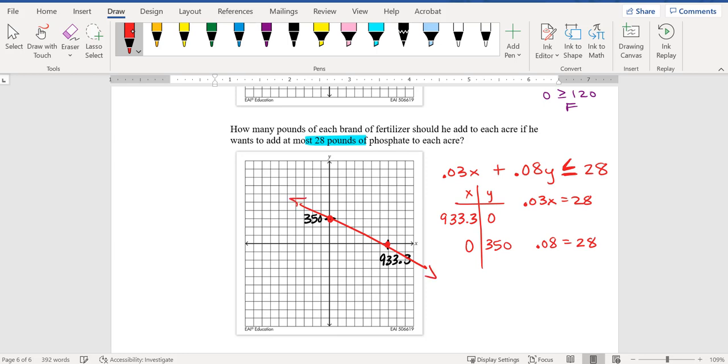Okay, pick a test point. So I'm going to pick 0, 0. Is 0 less than or equal to 28? The answer is yes, that's true. I want to shade the half plane that contains 0, 0, but again, I have to stay positive x and positive y because I can't have a negative amount of fertilizer. So there's the feasible region, or that's the graphical solution of this inequality.